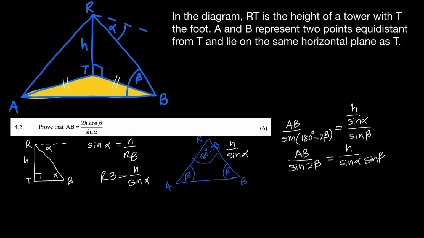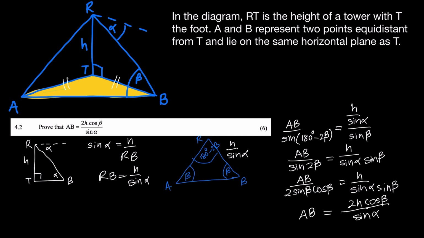We get AB over sine of 180 minus 2 beta, which reduces to sine 2 beta. And on the right hand side, we get h divided by sine alpha times sine beta. We can then expand sine 2 beta, giving us AB over 2 sine beta cos beta equals h over sine alpha sine beta. Now we can take everything across and simplify, and that will give us AB equals 2h cos beta over sine alpha.